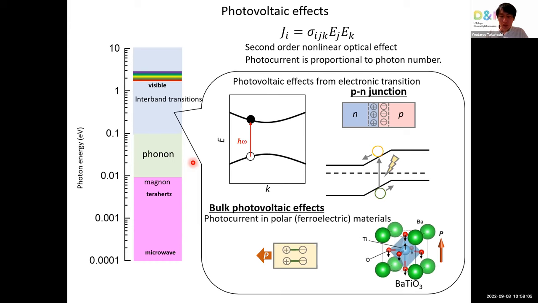And if we don't have any carriers, the current can be observed at the edge of the sample. In addition to this phonon shift current, the case of the creation of the exciton does not have a charge. In that case, we observe the shift current. So in this mechanism, we don't need a charge carrier.